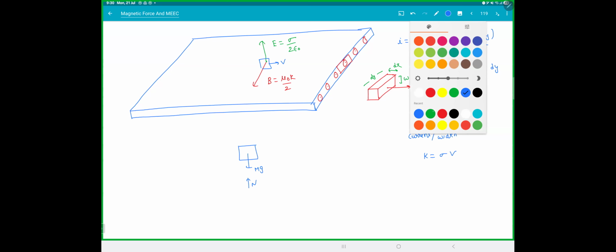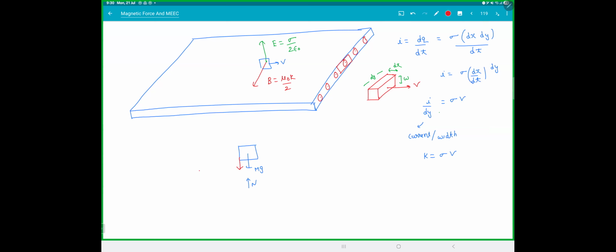So there'll also be a magnetic force, which is downward. This will be F magnetic, qv cross B. And because it's also a positive charge, there's an electrostatic force, which is Eq, which is sigma by 2 epsilon q. Therefore, the normal reaction will be mg plus qvB minus sigma q by 2 epsilon, where B is nothing but mu naught K by 2. And K is nothing but sigma v.